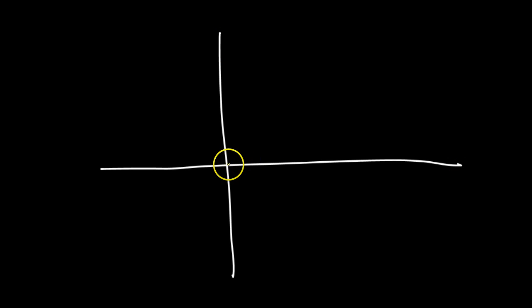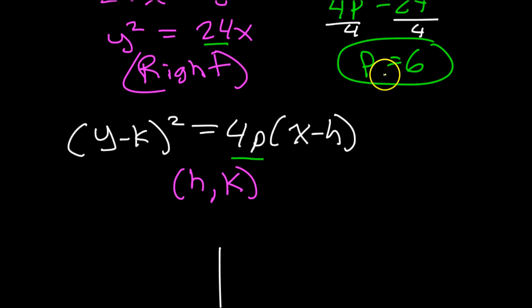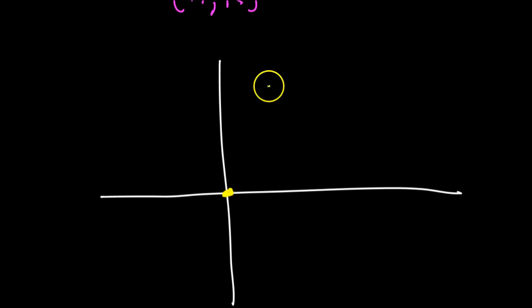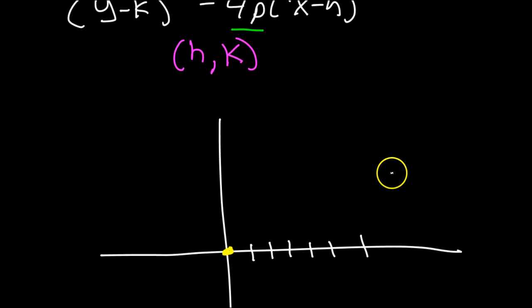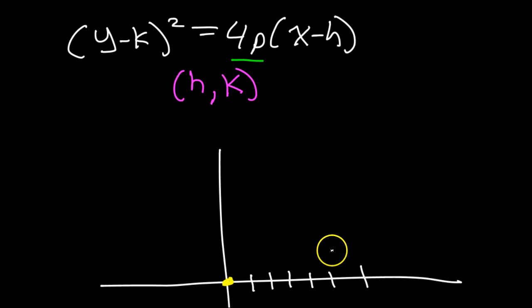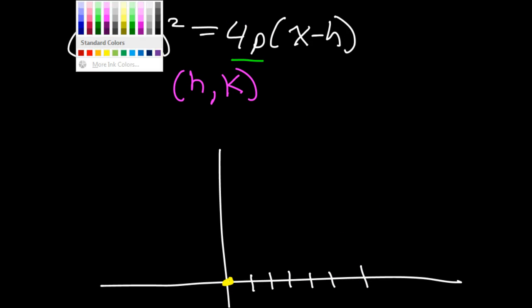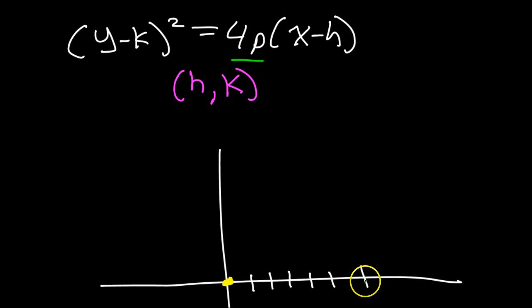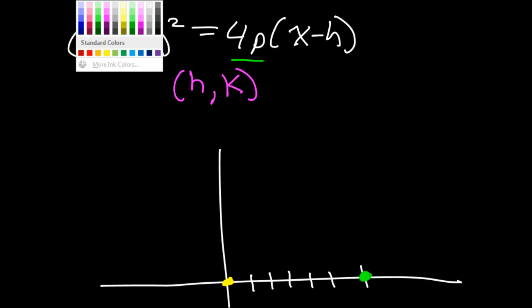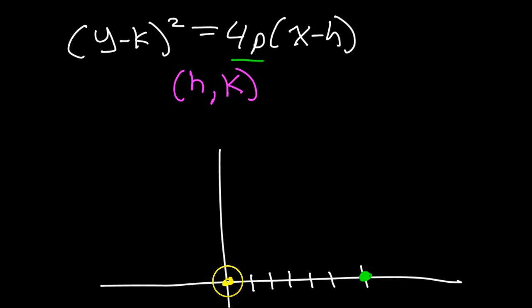Okay, the vertex is at 0, comma 0. Now, because the p-value is 6, I'm going to go ahead and mark this off 6 to the right. 1, 2, 3, 4, 5, 6. All right, that p-value tells me where the focus is going to be. So I should have my focus right here, because I knew the parabola was facing to the right.